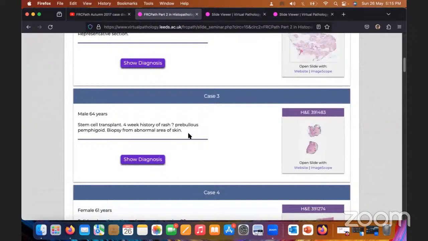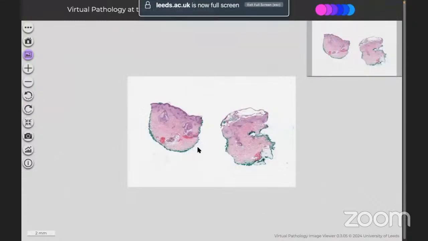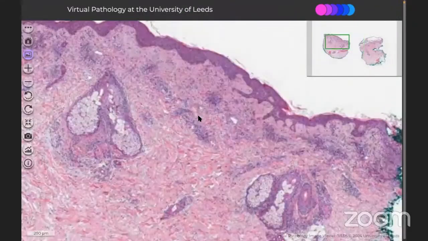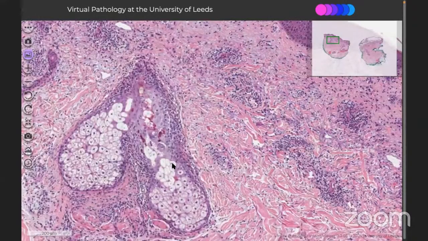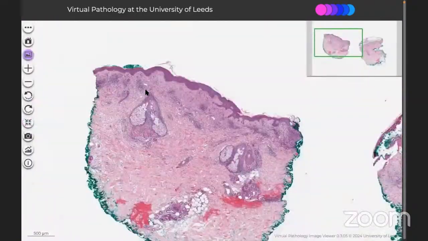Moving on to case number 3, this is a 64-year-old male patient with a history of stem cell transplantation and a recent history of rash, which is kind of suggestive of bullous pemphigoid in nature. So this is a skin punch, which has 2 blocks. One block is non-bullous, but you can see the follicles are affected. There are some changes in the follicles, and there are some apoptotic cells in the follicular infundibulum.